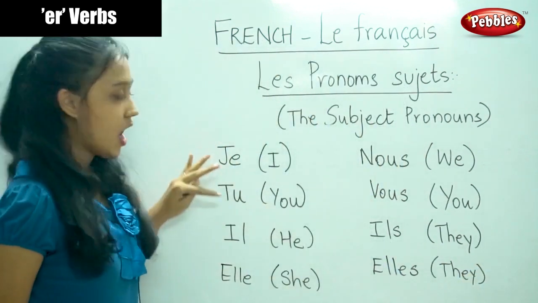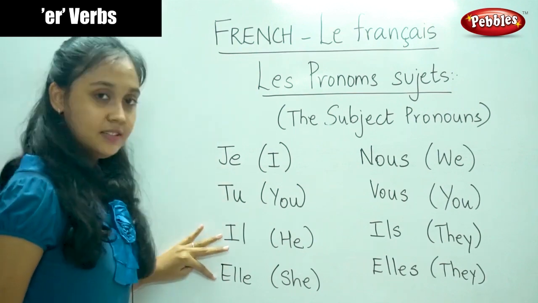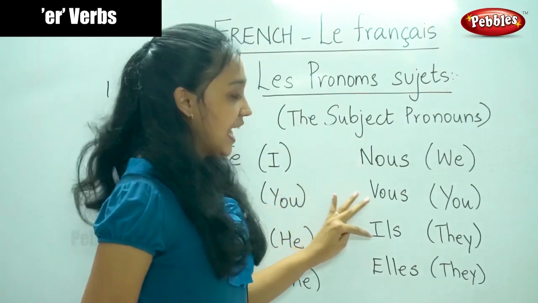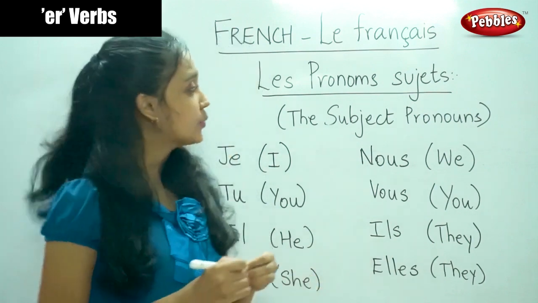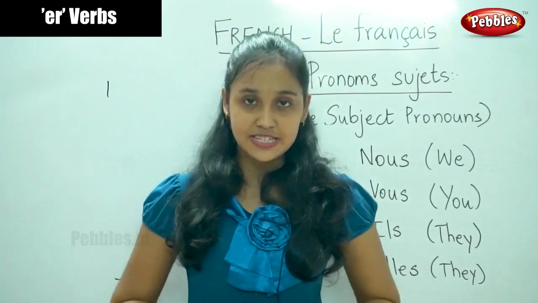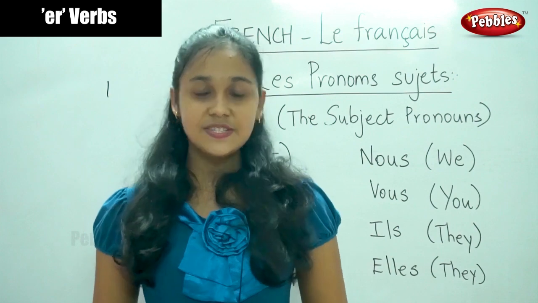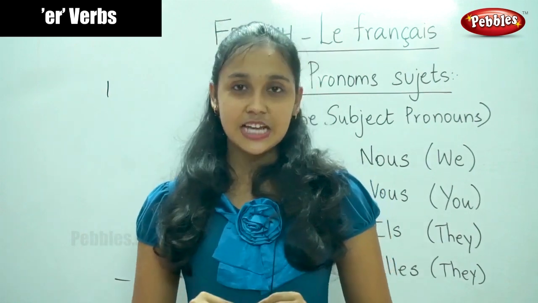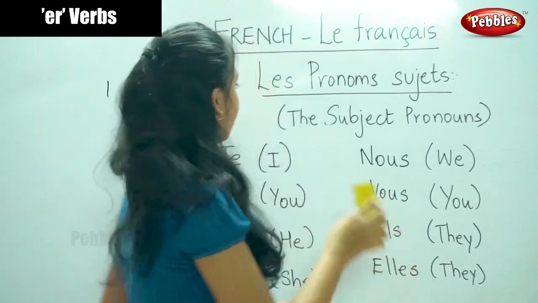Je, tu, il, elle, nous, vous, ils, elles. Now that we have learned the subject pronouns, let us move on to the next part of a sentence, which is the verb. There are many types of verbs in French. Today, we are going to learn a particular type of verbs, which are called the ER verbs. Can we see what they are?